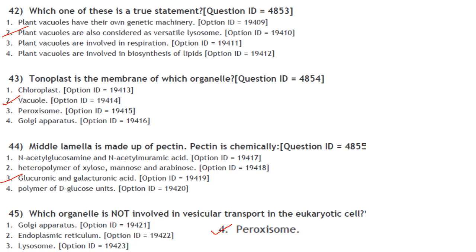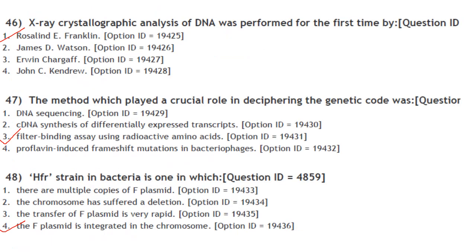Middle lamella is made of pectin. Pectin is chemically glucuronic and galacturonic acid. Answer is option 3. Which organelle is not involved in vesicular transport in eukaryotic cell? So it is peroxisome that is not involved in vesicular transport, whereas others are involved in vesicular transport in eukaryotic cell. X-ray crystallographic analysis of DNA was performed for the first time by Rosalind E. Franklin. Answer is option 1.